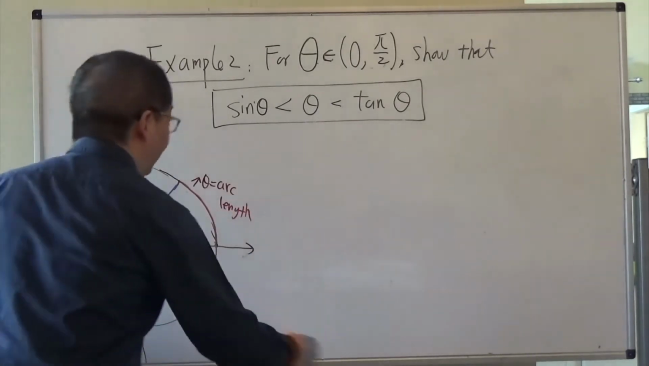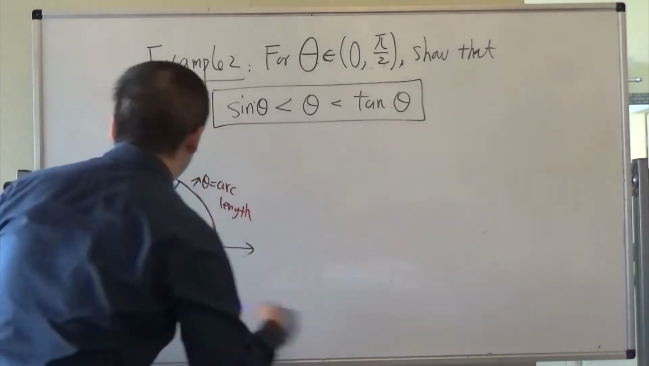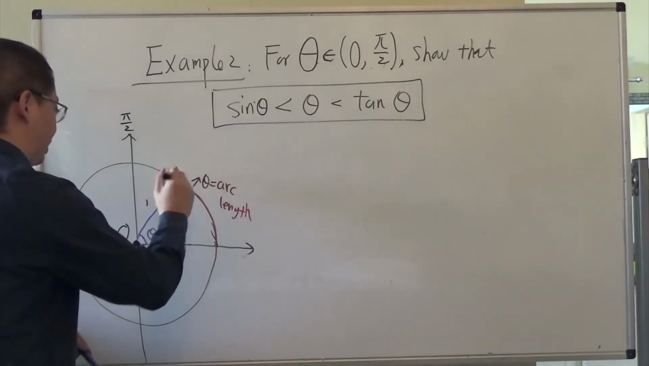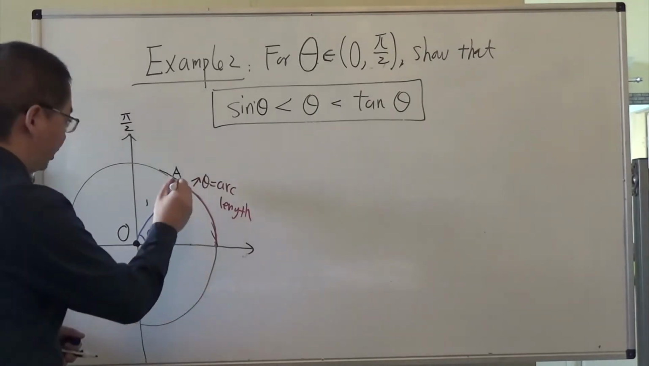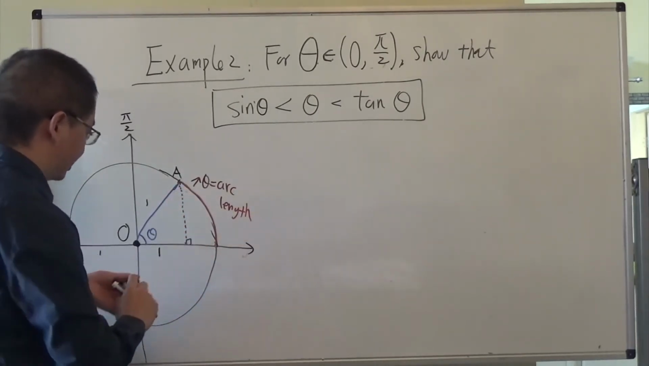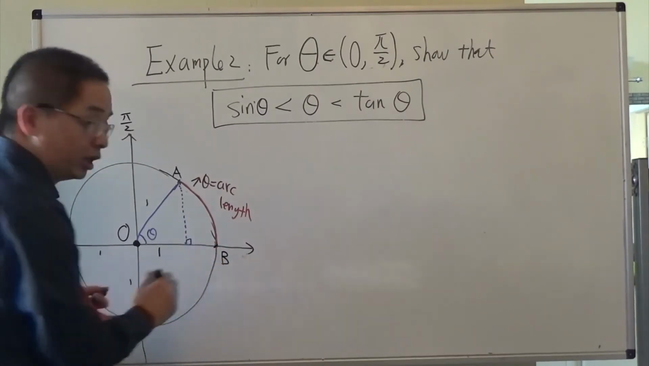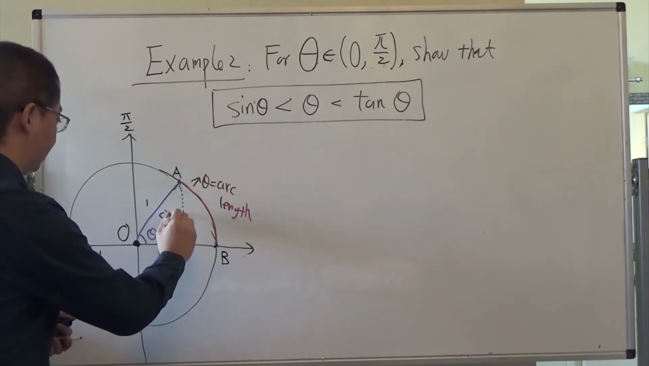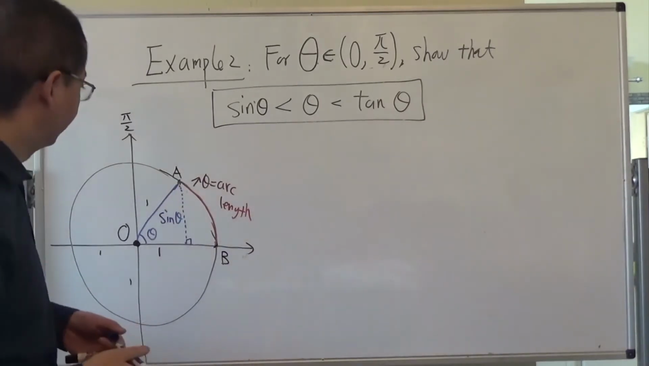Alright, and then what is sine theta? For sine theta, let me mark this point as A. If I draw a height from A to this radius, and I call this point B on OB, then this height equals sine theta, just by definition.